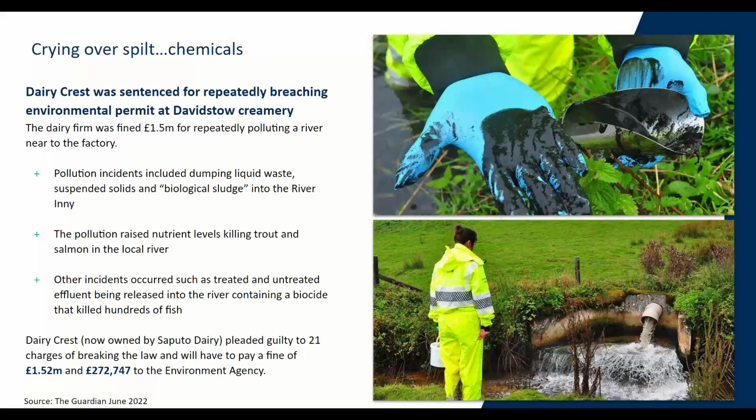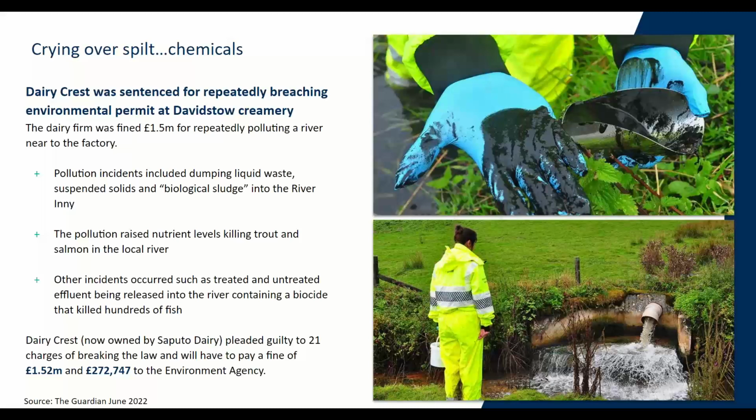This is another one that was actually very recent, and it was in the news very recently. One of the UK's biggest dairy firms was fined £1.5 million for repeatedly polluting a river near its Cornwall factory and causing local residents to suffer years of noxious smells. And the problems are actually continuing. So Dairy Crest was sentenced at Truro Crown Court for repeatedly breaching its environmental permit at its creamery in Camelford.